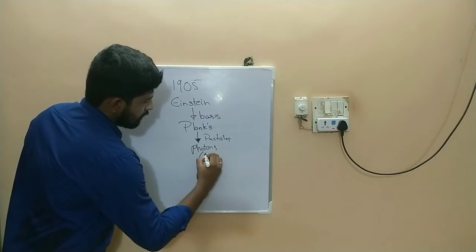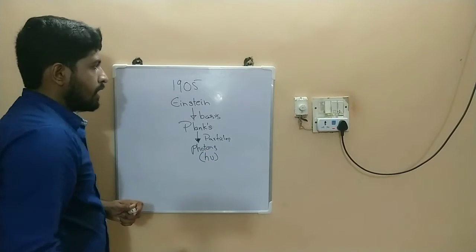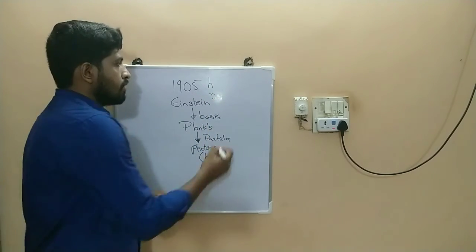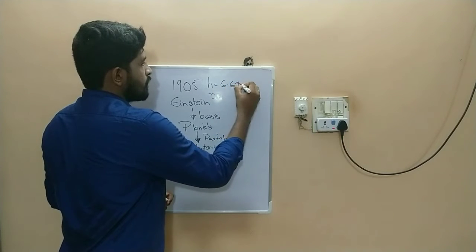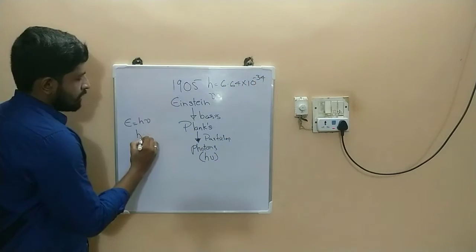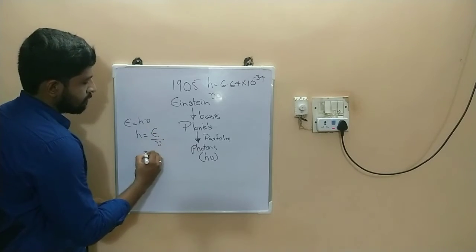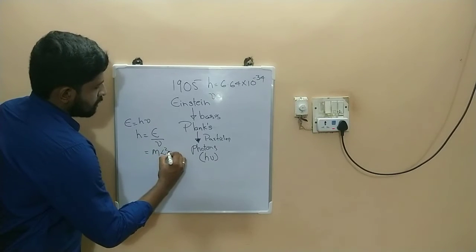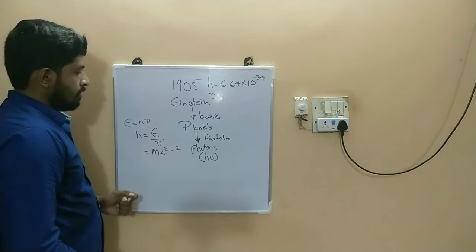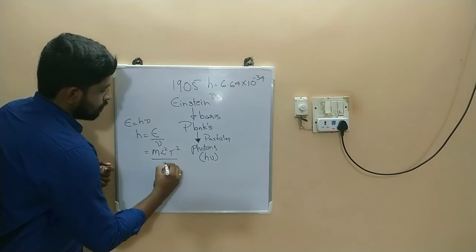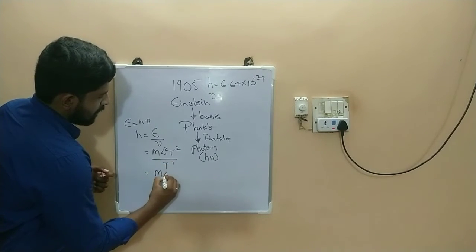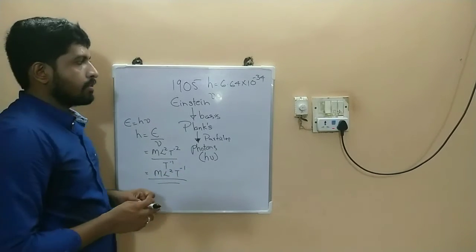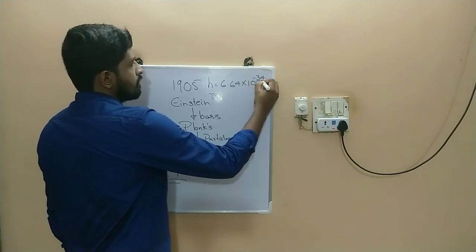Each photon possesses an energy of h nu, where h is Planck's constant and nu is the frequency. The value of Planck's constant is 6.64 into 10 raised to minus 34. h is equal to E divided by nu. The dimension of energy is M L square T raised to minus 2, while that of frequency is T raised to minus 1. So the dimension of Planck's constant is M L square T raised to minus 1. The unit of Planck's constant is joule second.